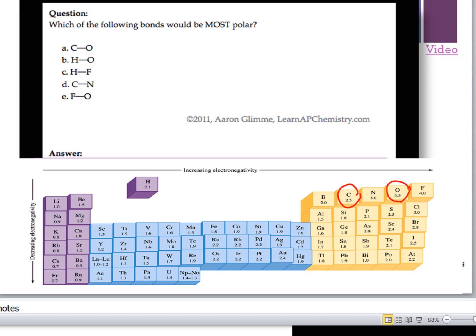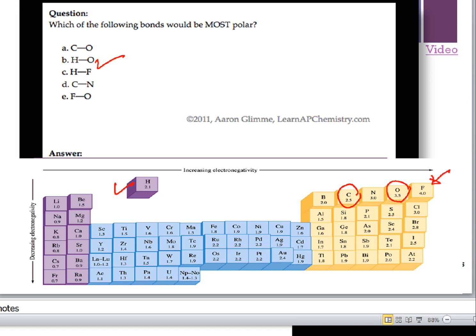Looking at CO, you can see that both carbon and oxygen are very close in the periodic table, meaning that they have very close values of electronegativity, and this suggests that the molecule will not be polar or it will not be very highly polar. Comparing to HO, hydrogen is in group 1, oxygen is in group 6. Okay, we are expecting that they are very far away, meaning that we are expecting that the difference in electronegativity is very high, but not as high as the difference between H and F.